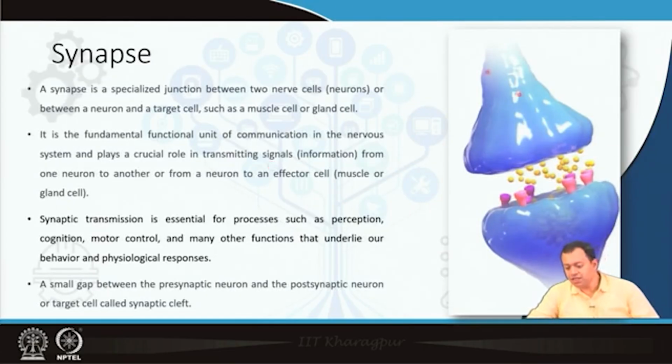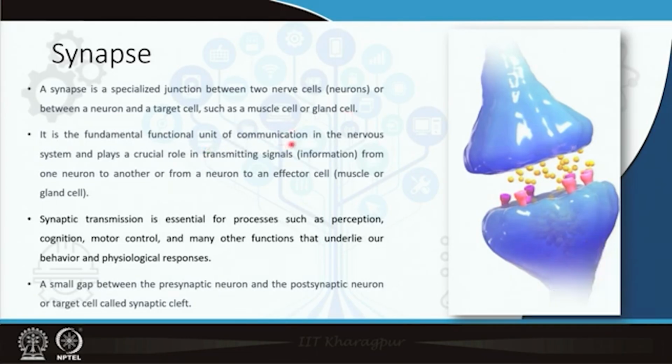So, this is the synapse and this is the synaptic cleft. These are the specialized molecules, neurotransmitters, sent by the axons, and these are the receptors that are part of the dendrite that are attaching, and this physical gap that exists is where the connection happens. A synapse is a specialized junction between two nerve cells or between a neuron and a target cell such as a muscle cell or gland cells.